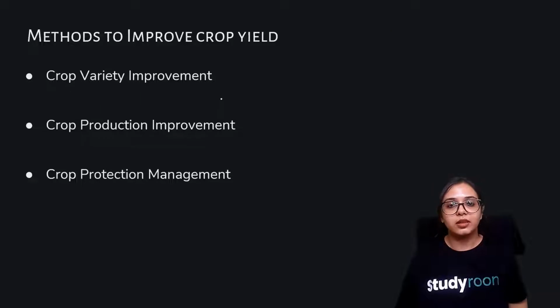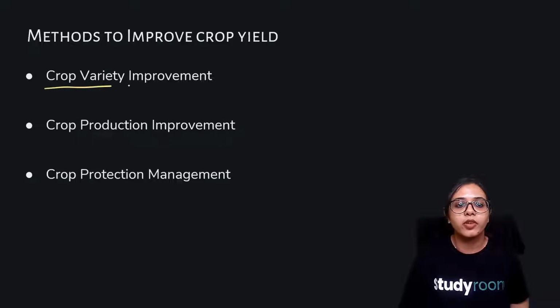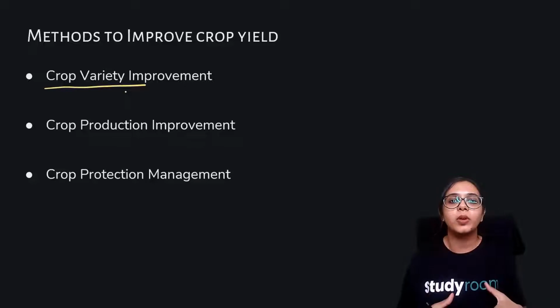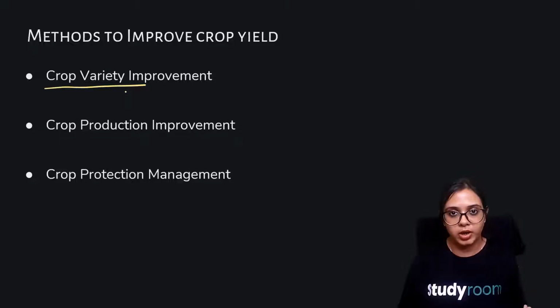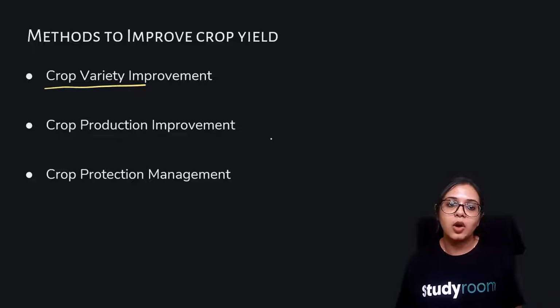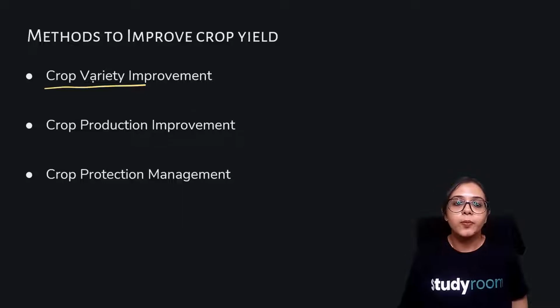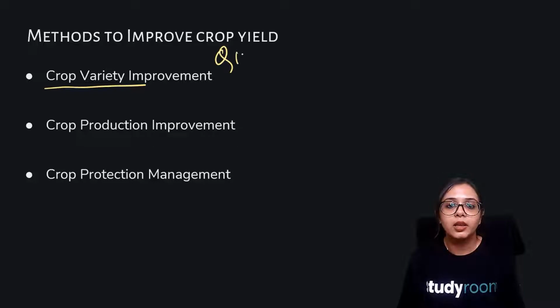There are three methods to improve crop yield: crop variety improvement, crop production, and crop protection management. Let's go through them one by one. What do we mean by crop variety improvement? Like I told you, the crops have to be produced in such an amount that it is meeting the need of the increased population. There are more mouths to feed now, so naturally we want more production of crops. We cannot compromise with the quality either. We want quality plus quantity.